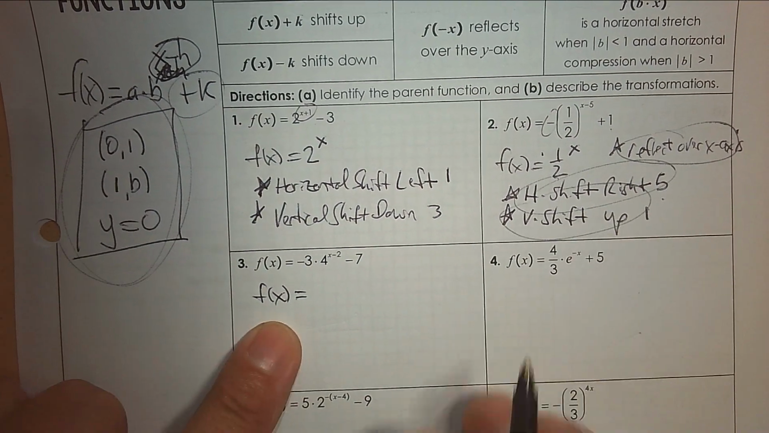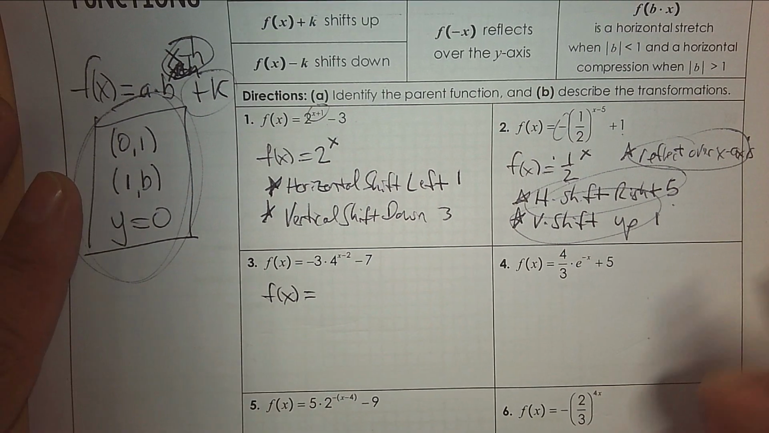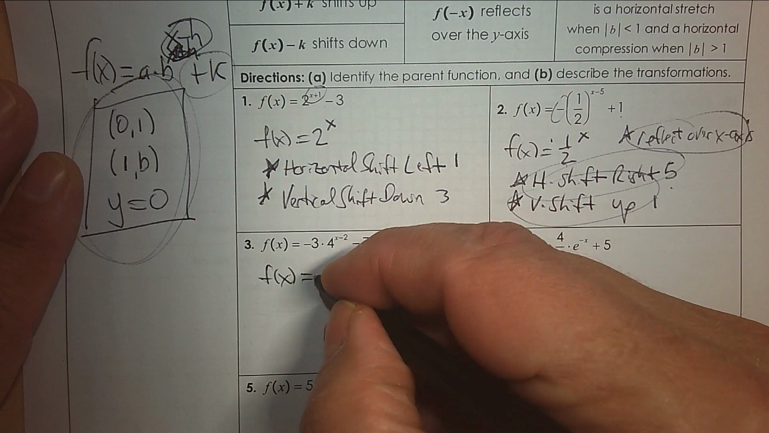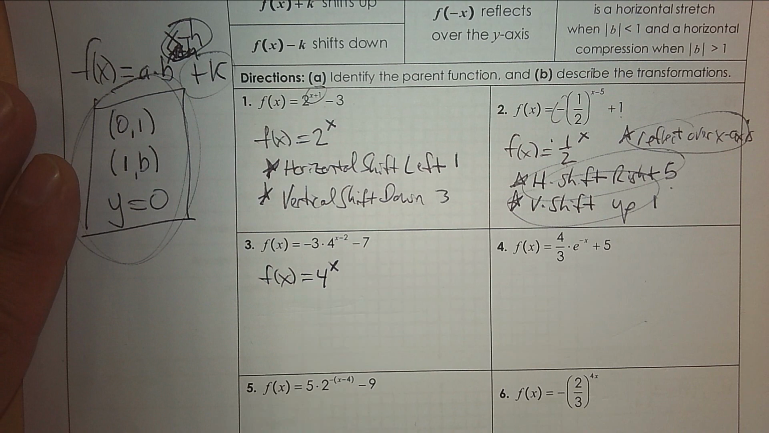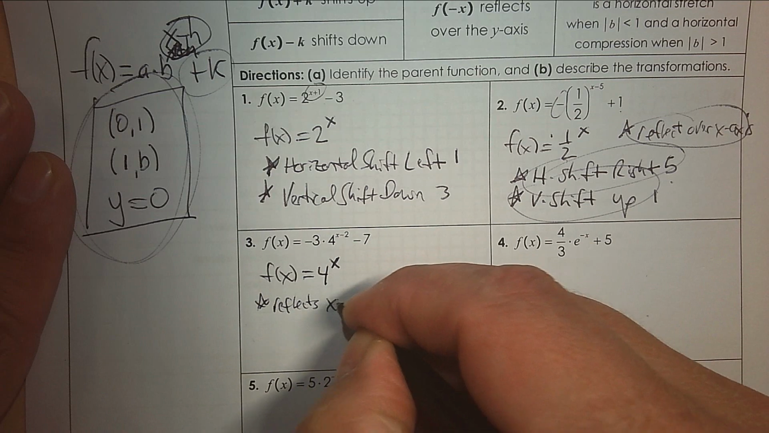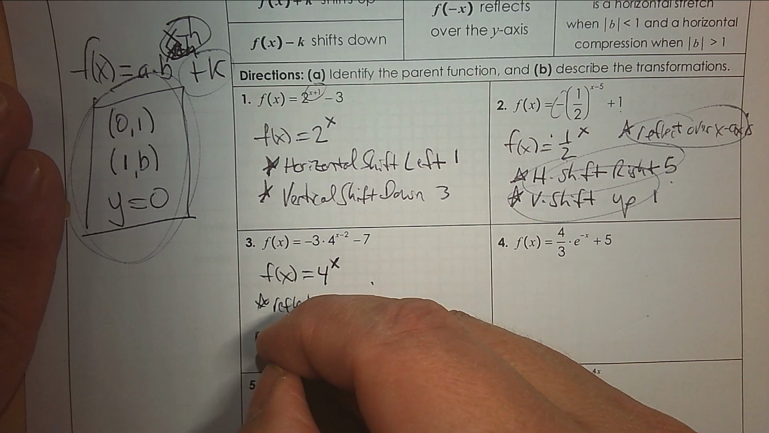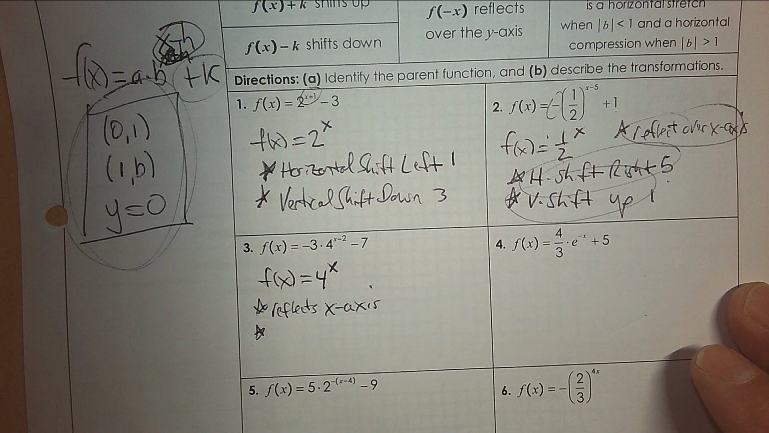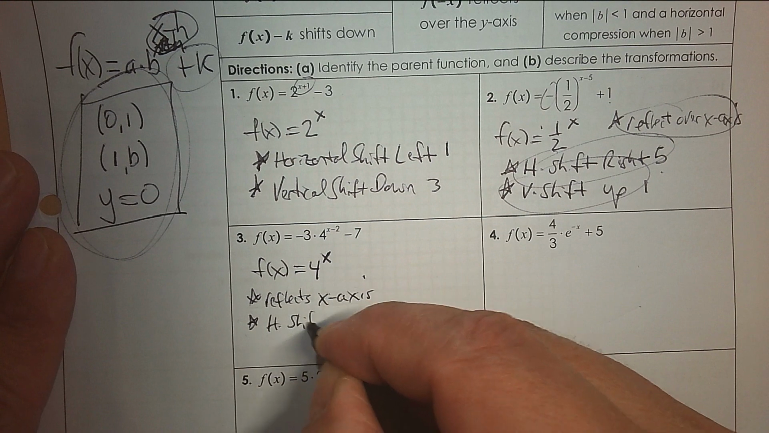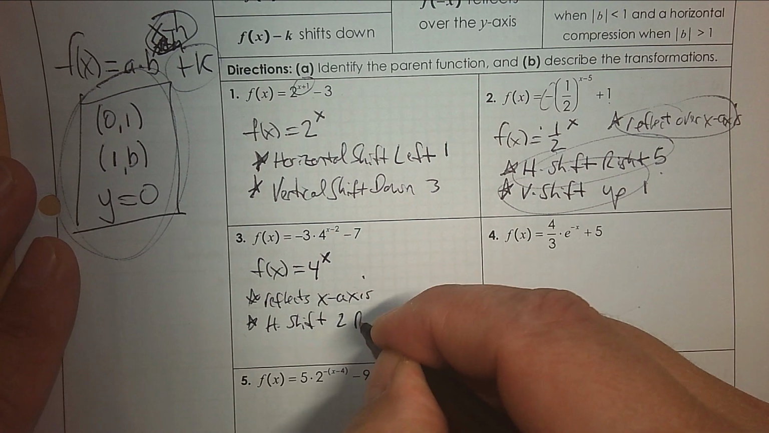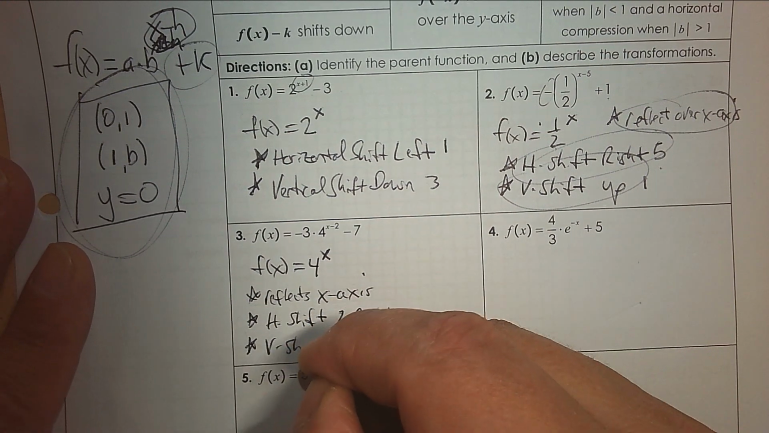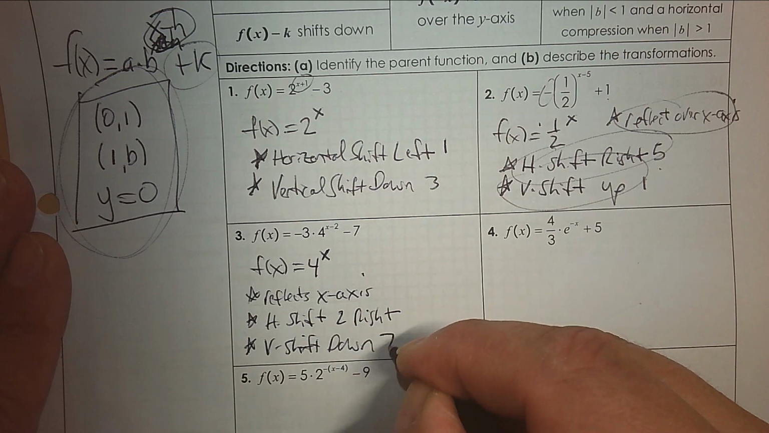How about number 3? Which number represents the base? -3, 4, or -7? Which one is the base? 4. So it's just 4 to the x. What does the negative do in front? It reflects on which axis? The 4, is the 4 a transformation? No, the 4 is part of the parent. What's in the exponent? What kind of shift is it? 2 to the right. And what does the -7 do? Which direction? You got it.